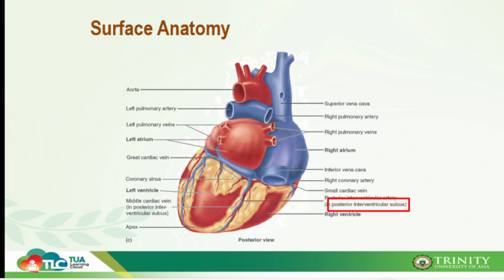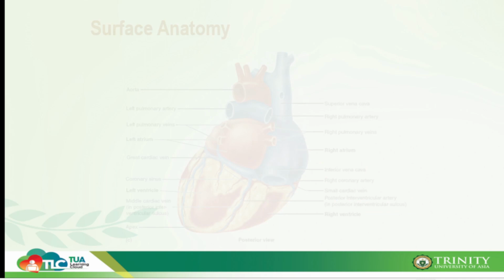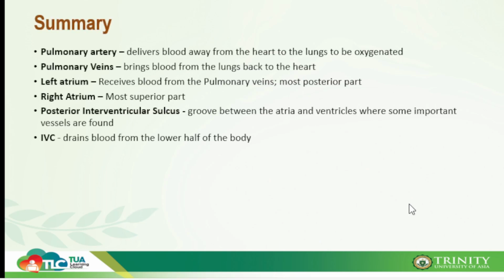And just like earlier, you also have here a posterior interventricular sulcus. Interventricular, in between the ventricles. Again, you see here your coronary vessels. And it separates the left ventricle from the right ventricle. So here is a summary in case you missed out anything.